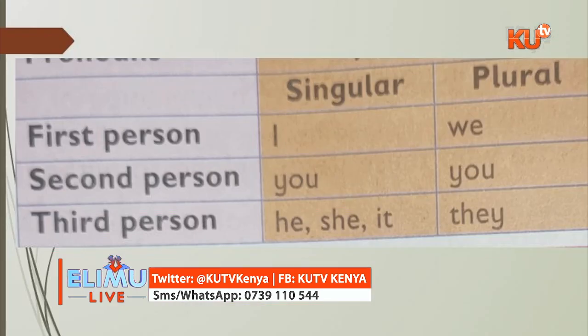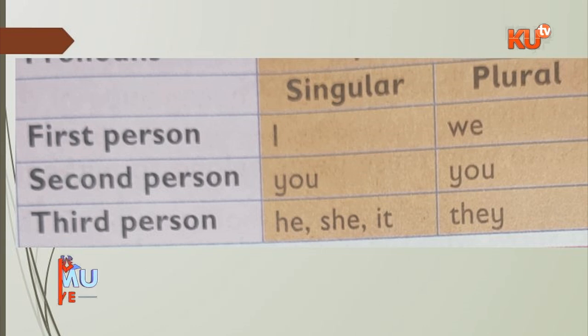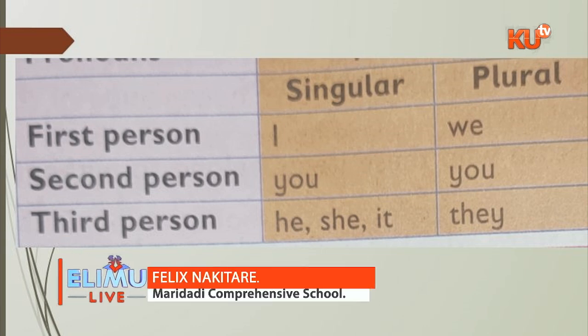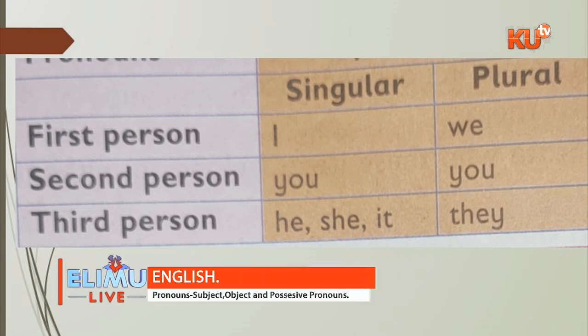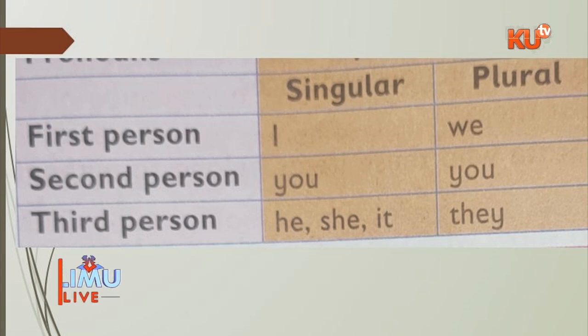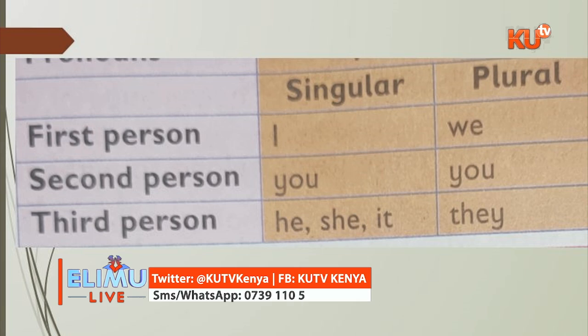As you can see, first person singular, we have I. You can see on your board. Then plural, we have we. Second person singular, we also have you. And plural of second person, we also have you. When we come to third person singular, we have he, she, and it. Then third person plural, we have they.